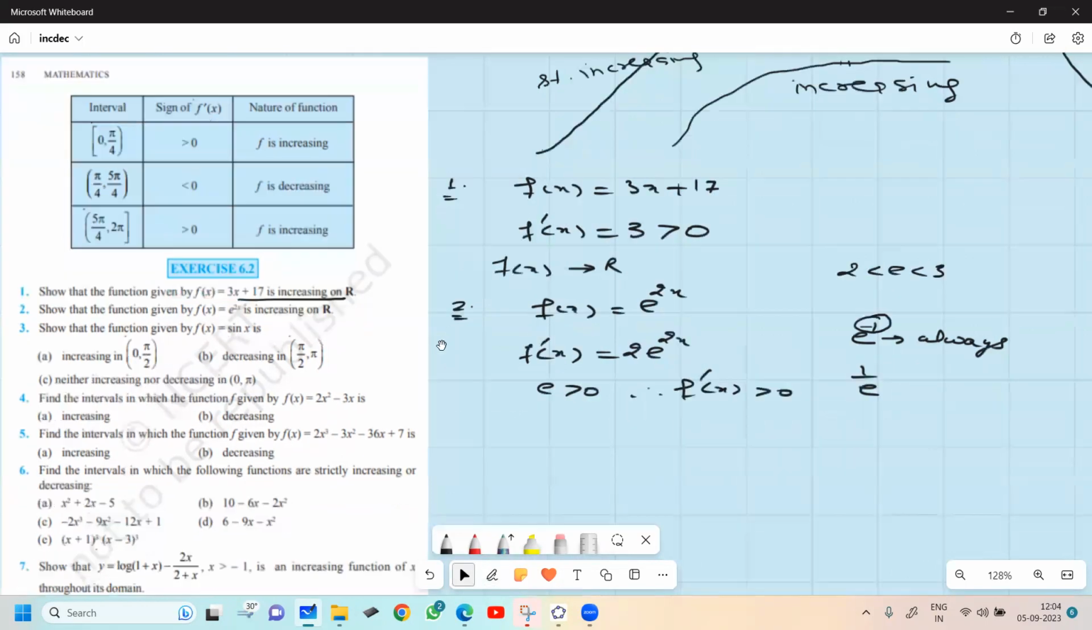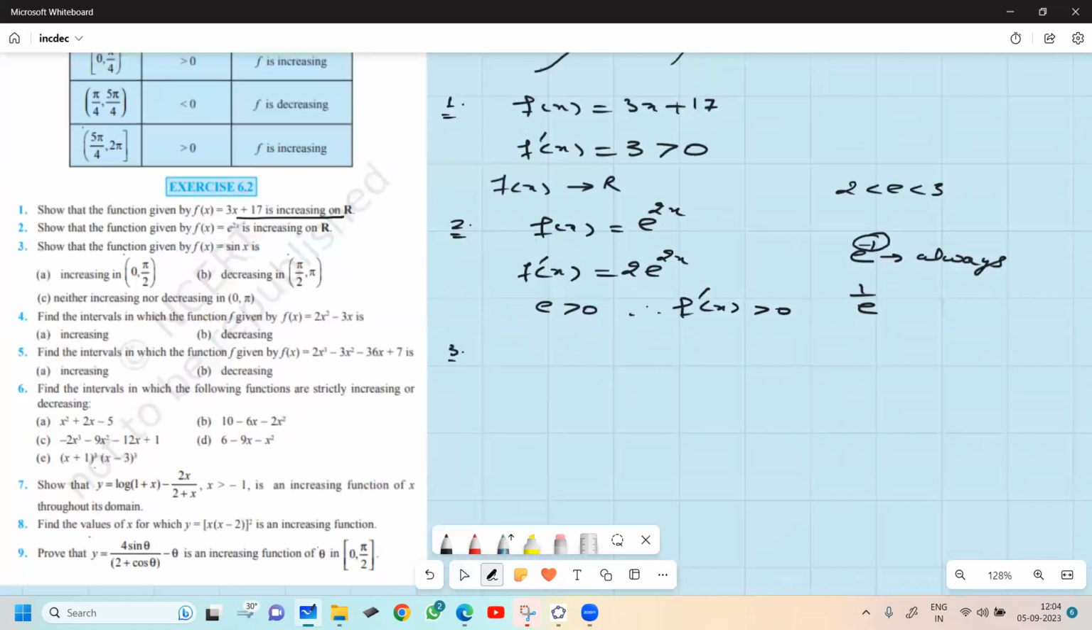Third question is, f of x is equal to sin x. So, f dash x will be cos x. Now, cos x, 0 value is 1. cos 0 is 1. And it is always positive in the first quadrant, 0 to pi by 2. In the first quadrant, cos is always positive. So what will we say? The function is increasing in the interval 0 to pi by 2.